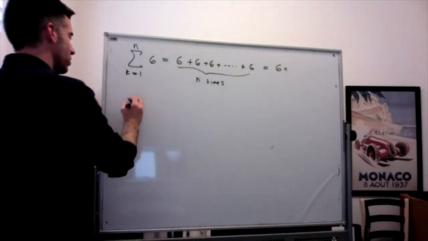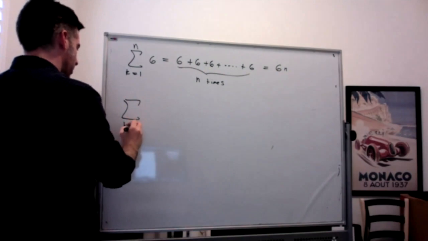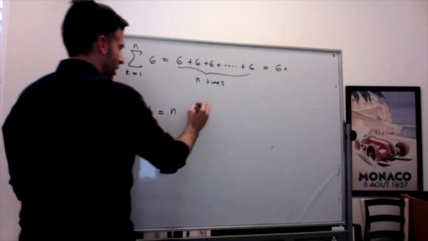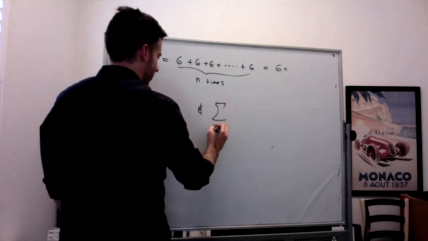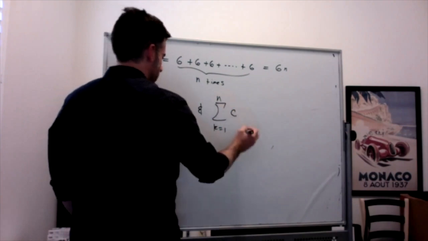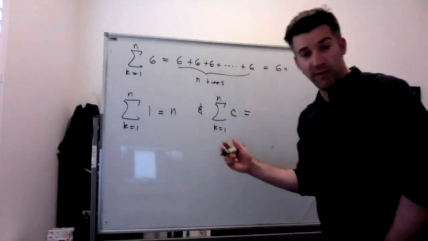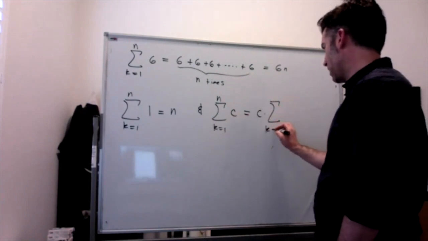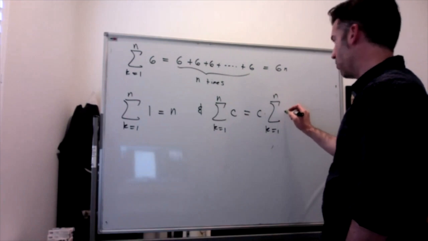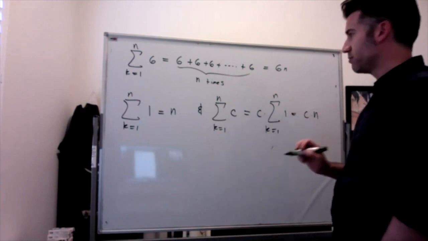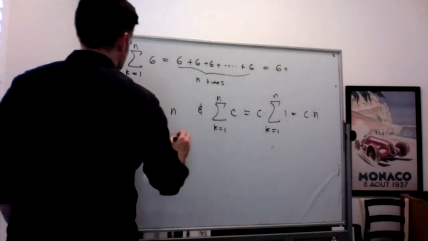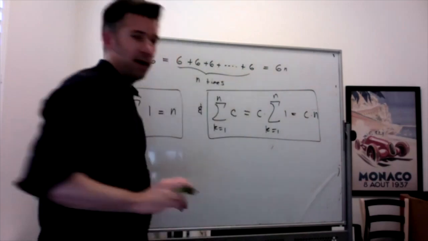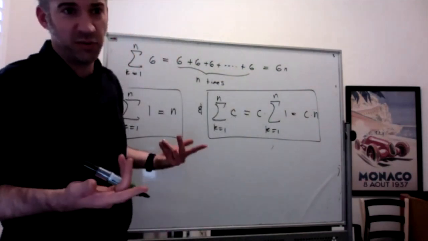Or more generally, the way it's usually written is the sum from k equals 1 to n of 1 is equal to n. And the sum from k equals 1 to n of a constant is equal to, well, again, we can factor out constants. So that's just the constant times the sum from k equals 1 to n of 1, which is just c times n. Okay, those are pretty straightforward. The next one is pretty cool. I'm not gonna lie, I think this next one is pretty neat.